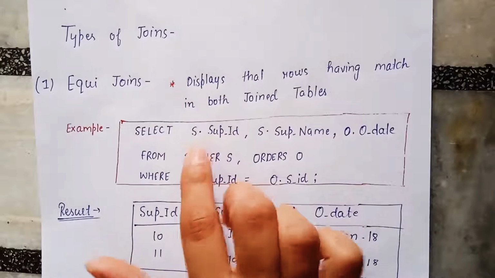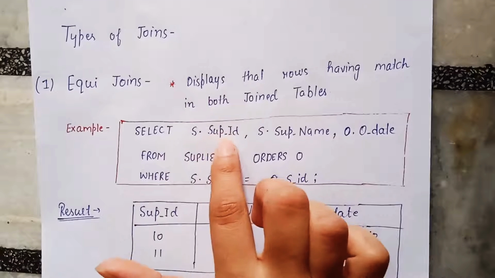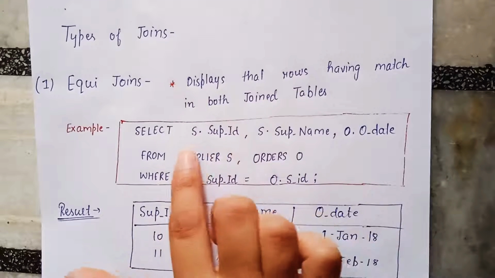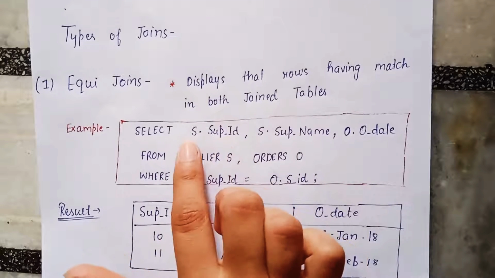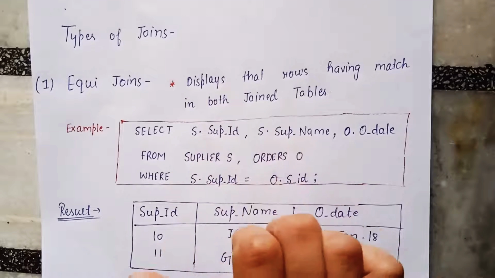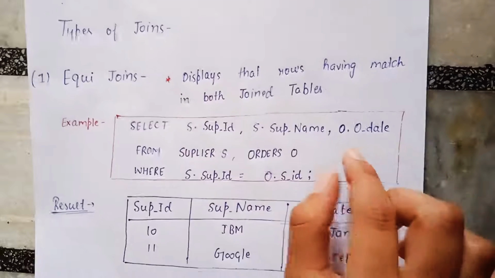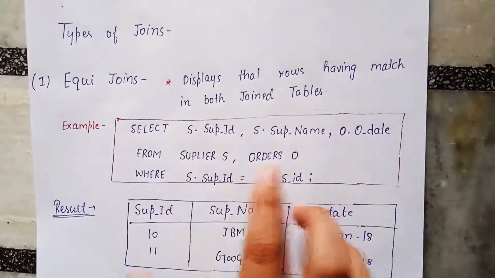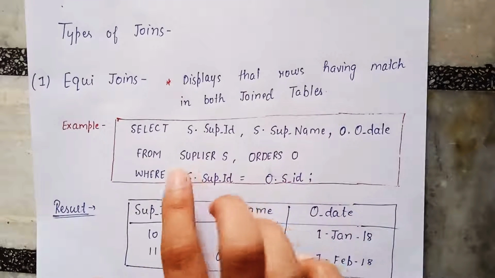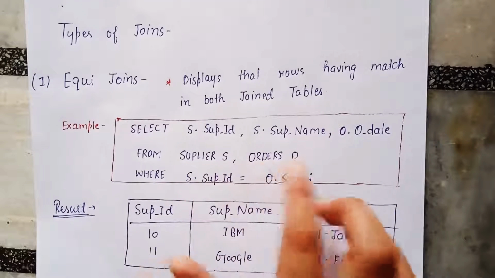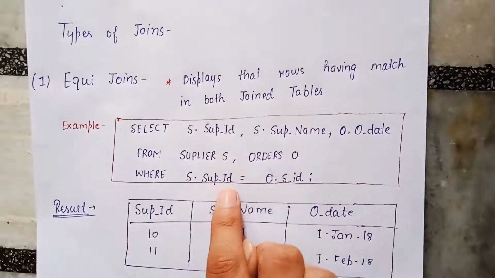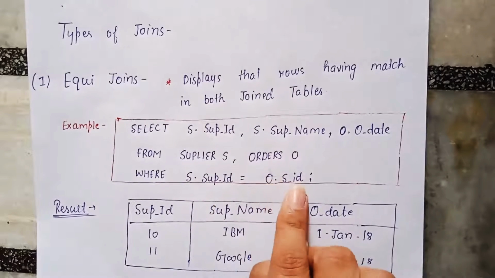So I have written select s.supplier_ID, that is, I want to select supplier ID from the supplier table, supplier name from the supplier table, and order date from the orders table. And here I have specified the names of the tables where s.supply_ID is equal to o.supply_ID.